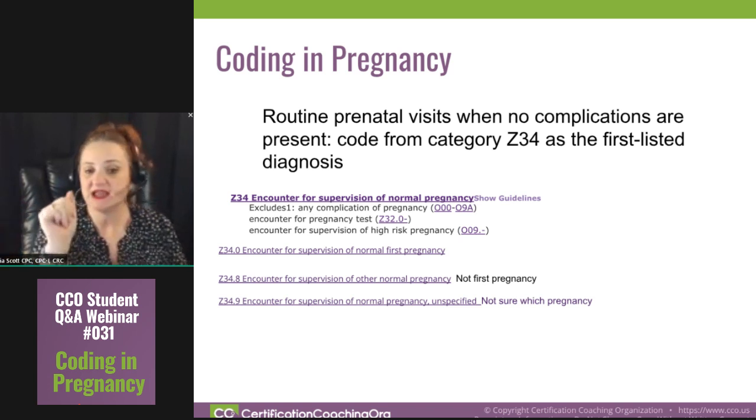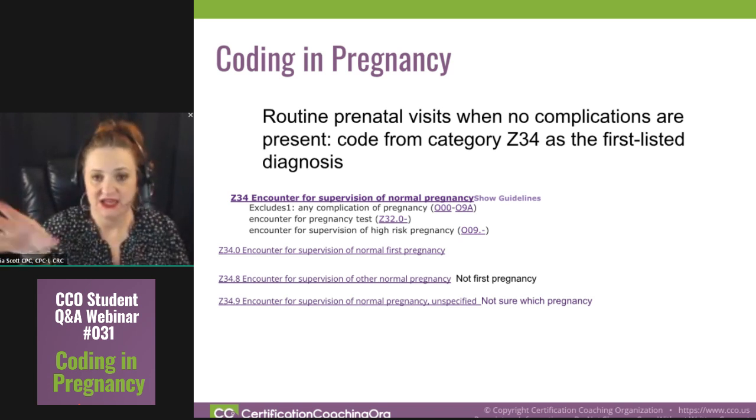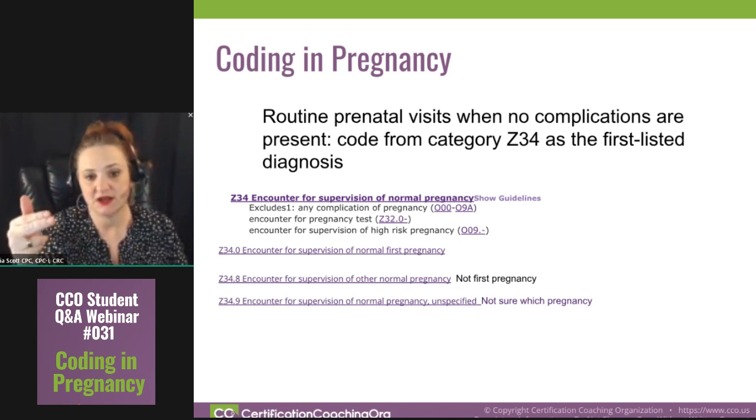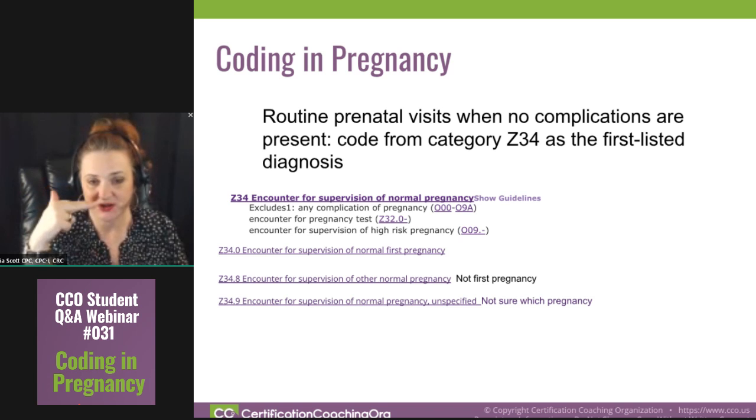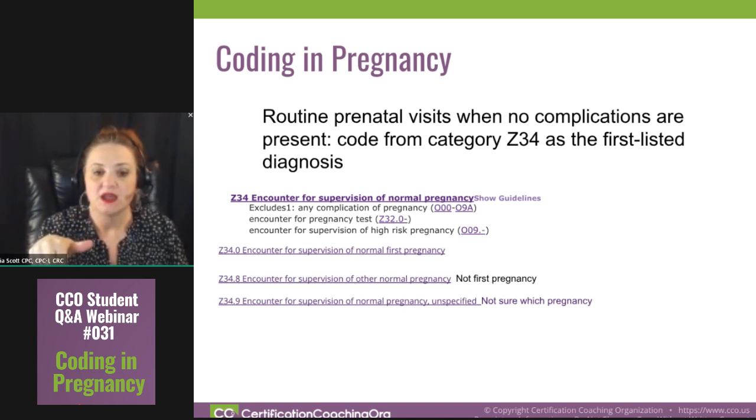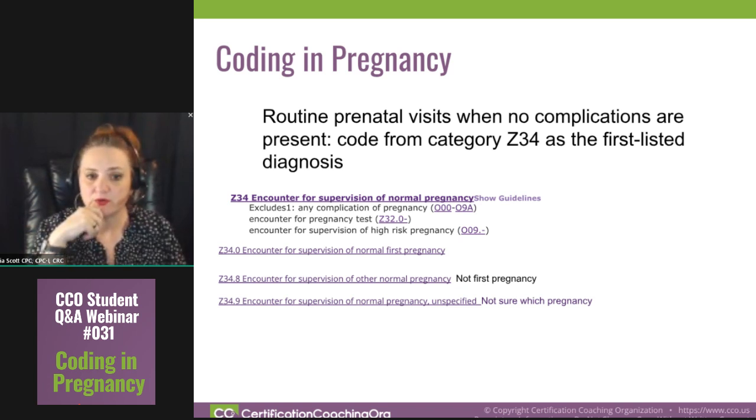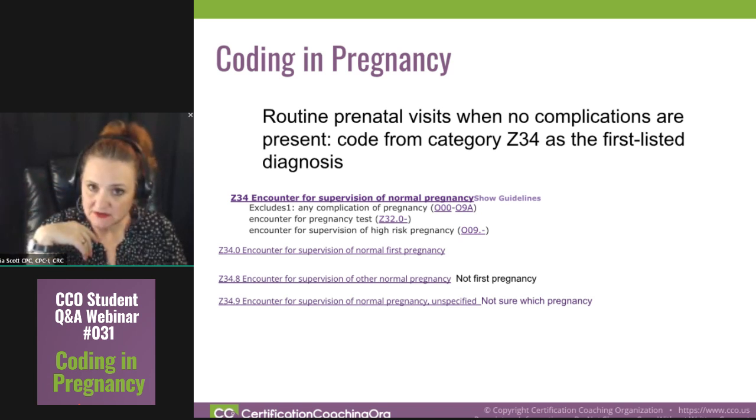Now, let's say this is just a normal pregnancy. This is the first pregnancy. That is the Z34.0. And then it's going to divide up. That next character will be what trimester they are, the first trimester, second and third trimester. And then there are a couple other codes, though, that are kind of confusing. So look at Z34.8, encounter for supervision of other normal pregnancy. And then you have Z34.9, encounter for supervision of normal pregnancy, unspecified.